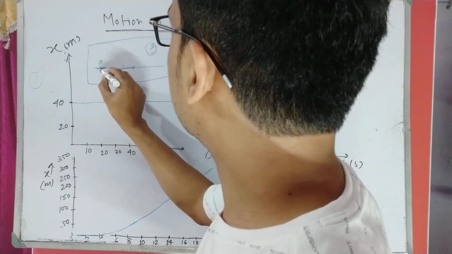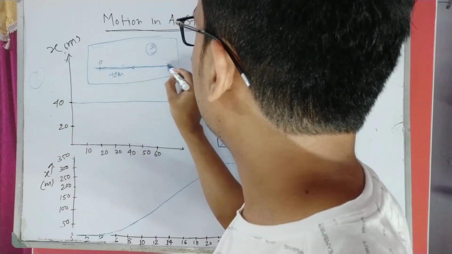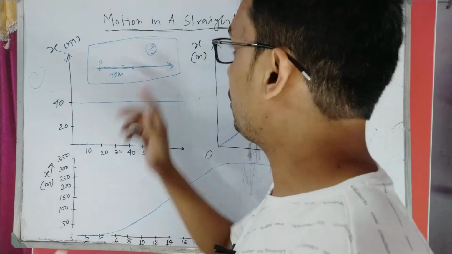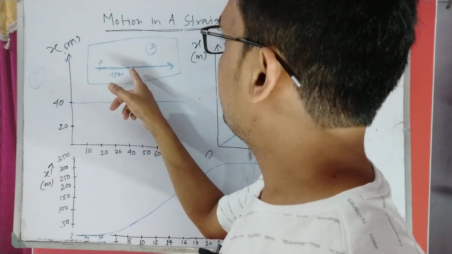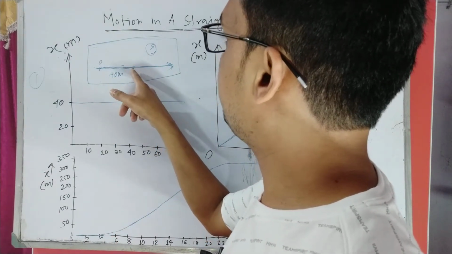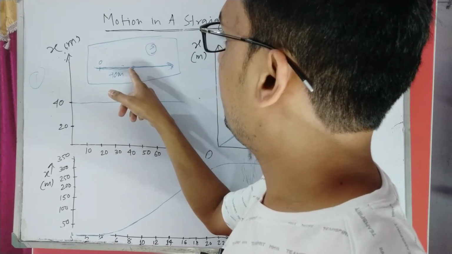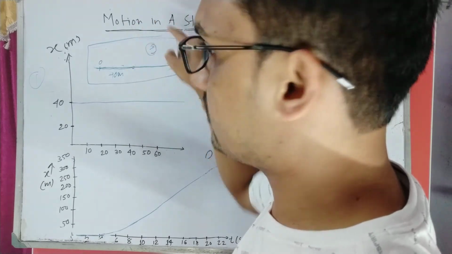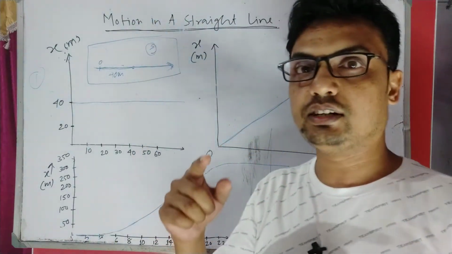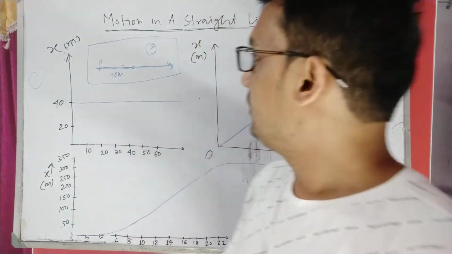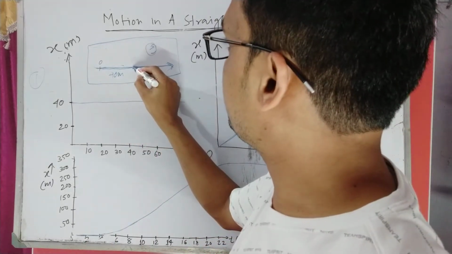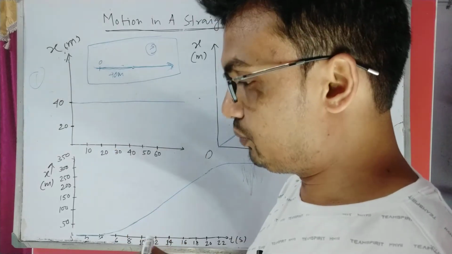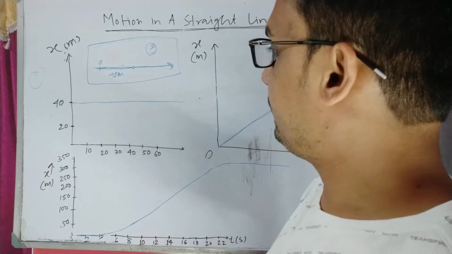So you can think that this is the actual road. On that road, maybe this is a car, sitting there at 40 meter, and even if the clock's needle is rotating, that means time is passing, that car's position is not changing. This situation can be represented in a position time graph like this.